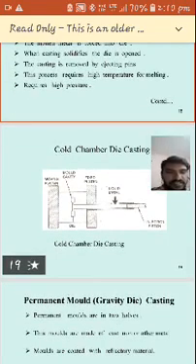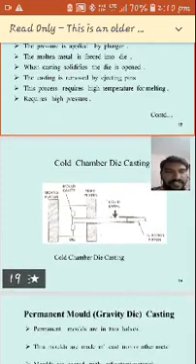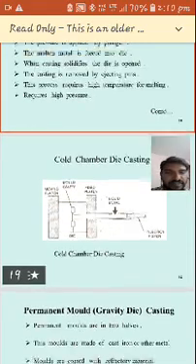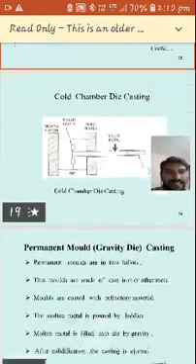See here in the figure. We have the moving plate, mold cavity and die. The metal is forced by using the piston, so once forced, it enters into the die. After solidification, the die is opened and the casting is removed by using ejecting pins.